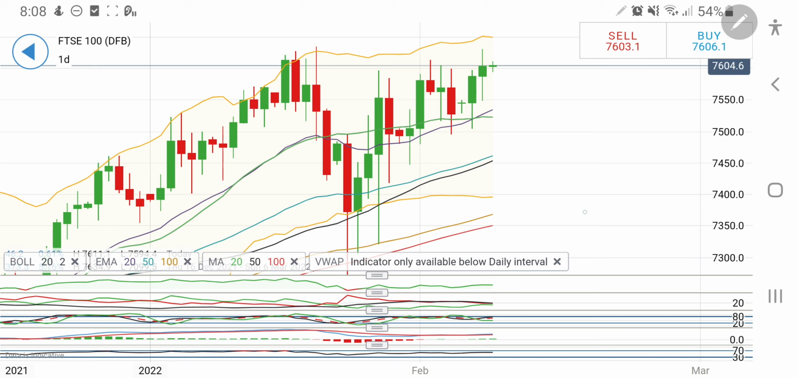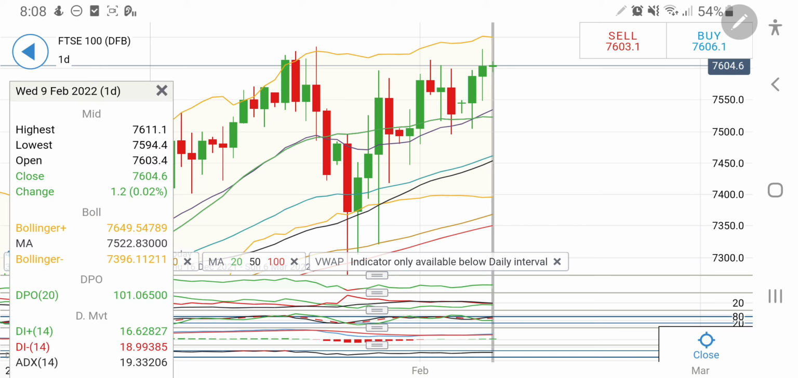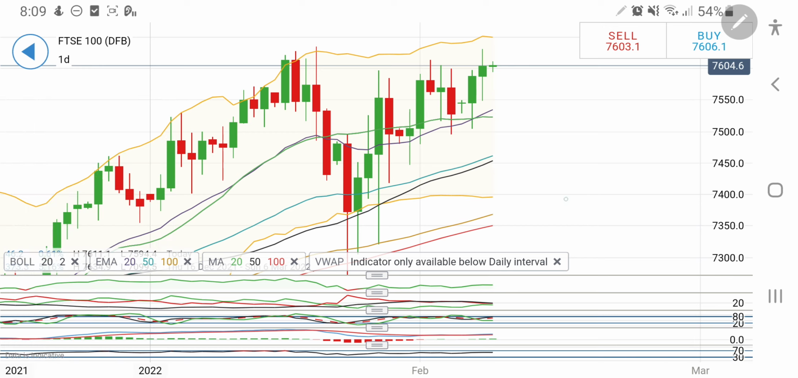On FTSE 100, several times I told you 7,520 is the level. Beyond this you can remain long. See how beautifully these lows are connected, higher lows and higher highs here. So a probable trading target at around 7,650, 7,645 can be expected, and on the downside you can expect this zone at 7,560 to provide a support. So a probable trading zone between 7,560 and 7,650 can be expected.